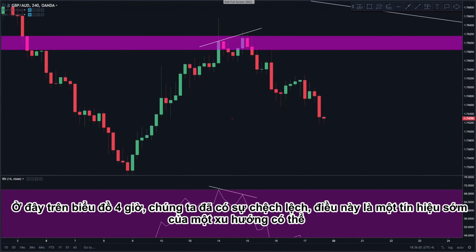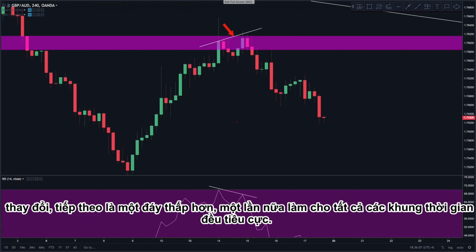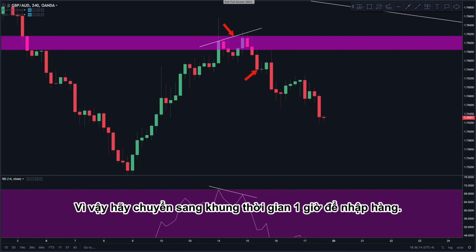Here in the 4-hour time frame, we had divergence, which is an early signal of a possible trend change, followed by a lower low, which again lines up all the time frames as bearish. So let's jump to the 1-hour time frame for entries.